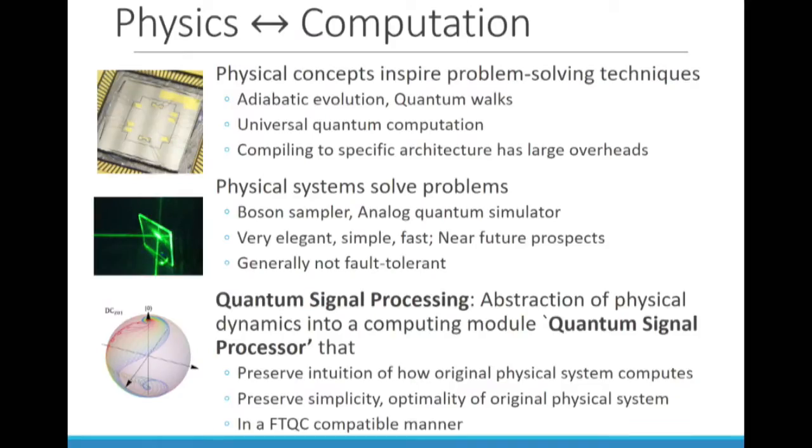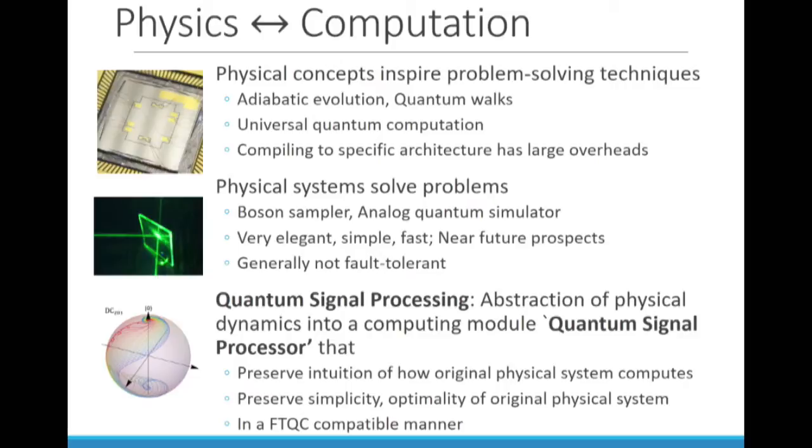So the connection between physics and computation is very well known. For example, physical concepts can inspire general problem-solving methods, like adiabatic evolution and quantum walks. These are universal for quantum computation, but compiling any specific algorithm to these architectures can lead to very large overheads, or sometimes even wipe out the polynomial improvements, which means that they are not really practical for the quantum computers of today. So an alternate approach has arisen, which is to use physical systems directly to solve computational problems.